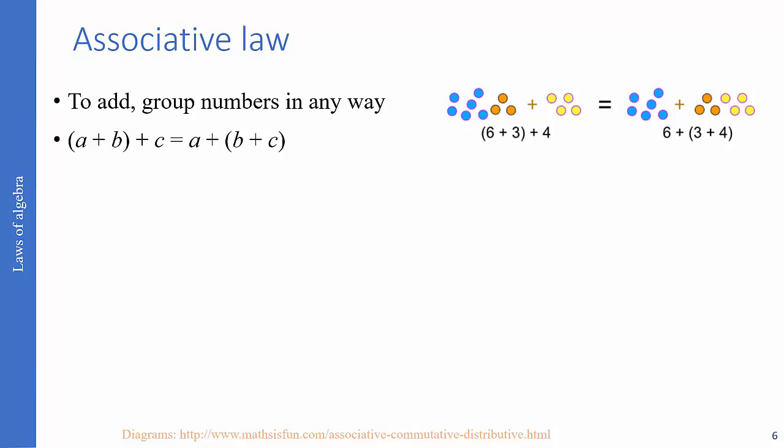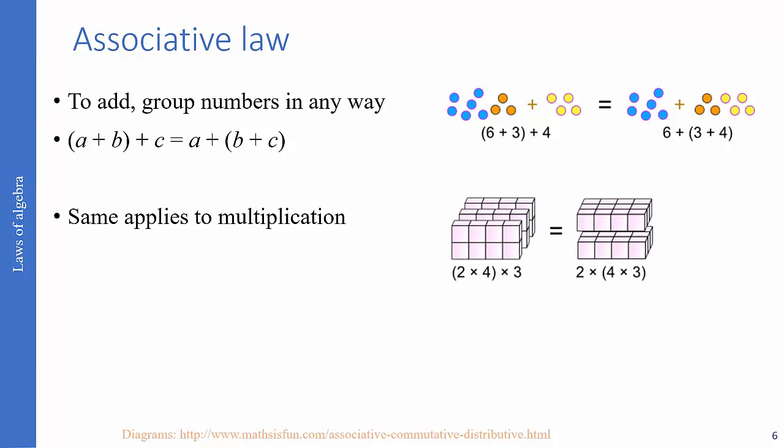And in fact, using the commutative law in conjunction with this, we can add the A and the C together first and then add the B. Now the same applies to multiplication. We have 2 by 4 vertical blocks. We have 3 of those, so we'll have 24 of the little blocks. On the right hand side we have 2 layers of 4 by 3 horizontal blocks. We still have 24 little blocks.